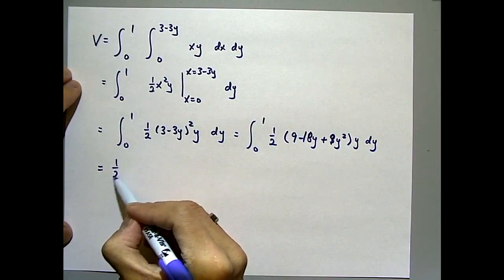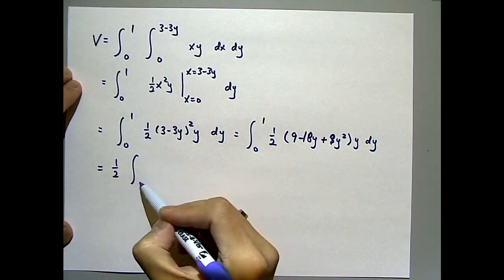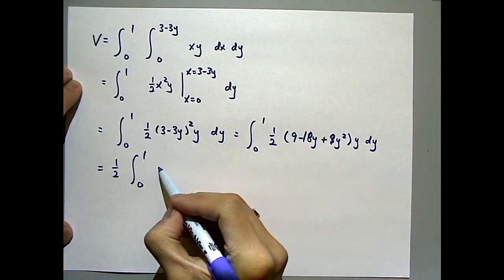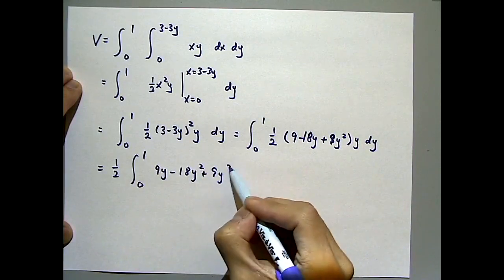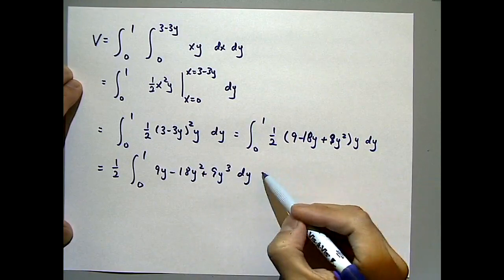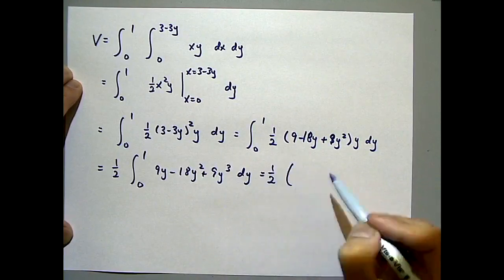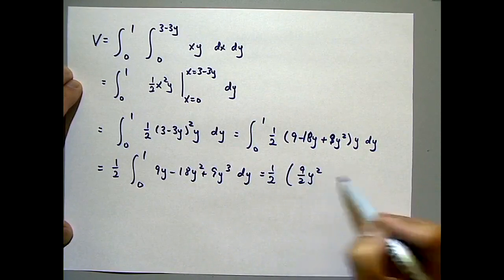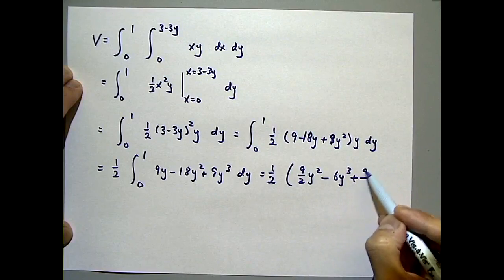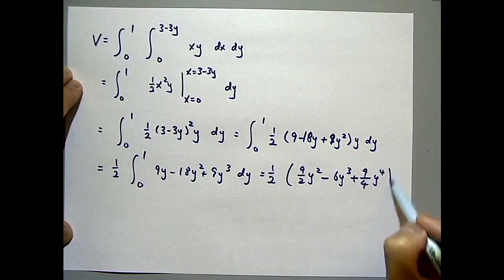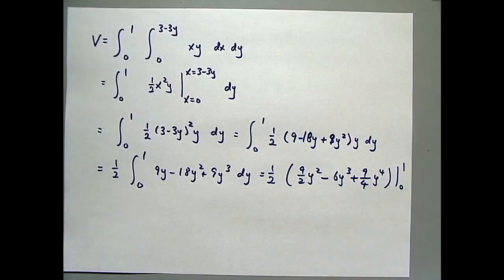Let's take that 1/2 out of the way. And then toss that y into here. 9y minus 18y squared plus 9y cubed dy. 1/2 times 9 over 2 y squared minus, that's a 3, so 6y cubed plus 9 over 4 y to the 4th, 0 and 1. I hope I did that right. Looks good, yeah?